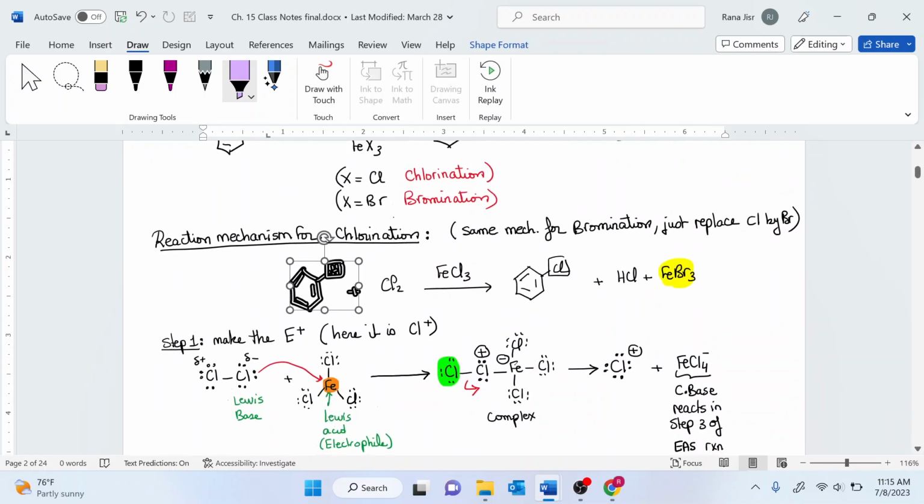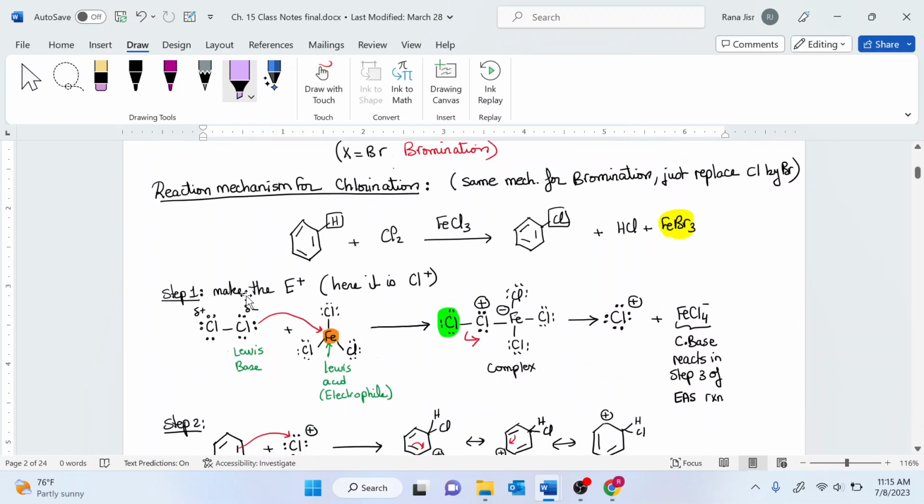The mechanism is going to go as such, and you are responsible for these mechanisms. So the first step, you are going to make the electrophile. To make the electrophile, you start reacting the chlorine with the Lewis acid in there. So we said that iron is electron deficient, and because it's electron deficient, it can accept electrons.